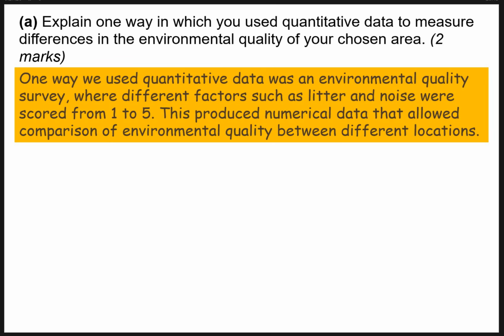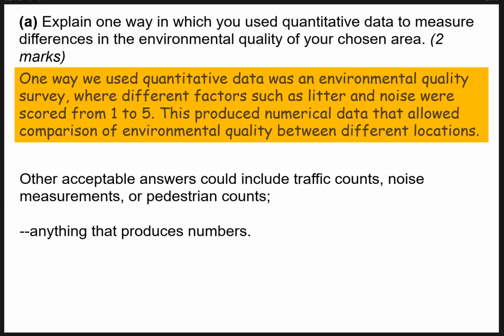Model answer for you. One way we used quantitative data was an environmental quality survey where different factors such as litter and noise were scored from 1 to 5. This produced numerical data that allowed comparison of environmental quality between different locations. So some other acceptable answers could be, if you're doing traffic counts, you may have done that in your school. Noise measurements is a good one. A lot of schools do that, or pedestrian counts. So anything that produces numbers is your quantitative data.